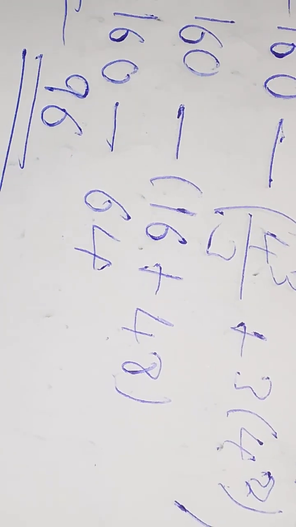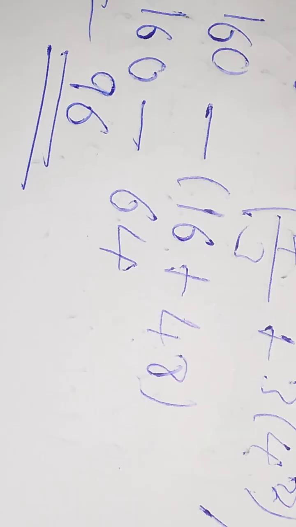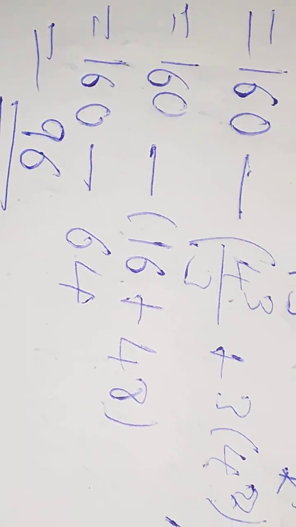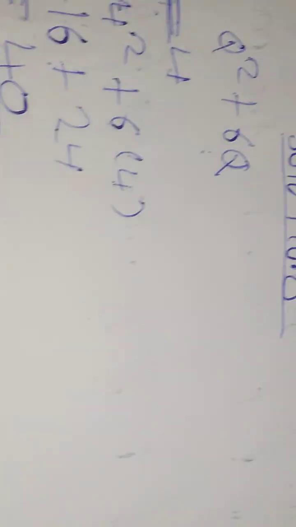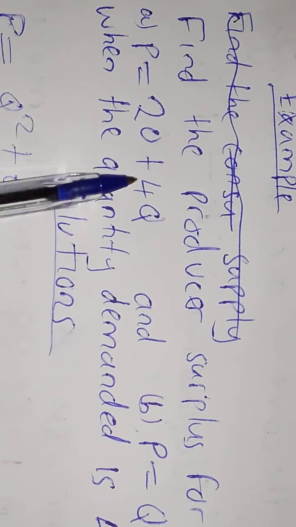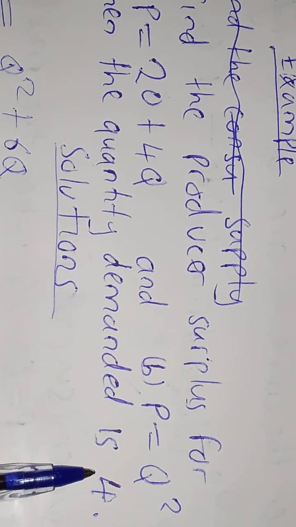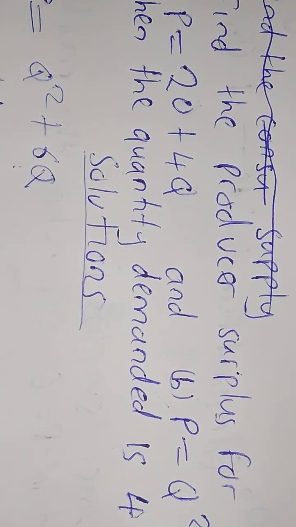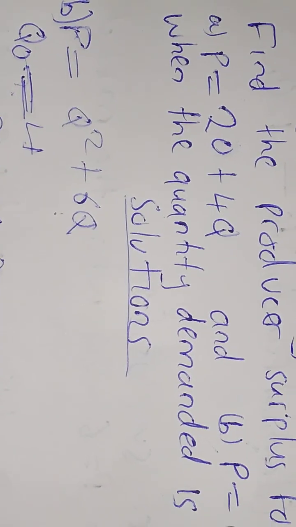As simple as that. So for example 1, which is our A, you can do it yourself because we have already done example 2, which is just the same application. So quickly look at the example you are doing, example A. The question says find the producer surplus for P equal to 20 plus 4Q when the quantity demanded is 4. Using the same application you have used here, that's how we are going to answer example 1. So quickly do this example for yourselves.